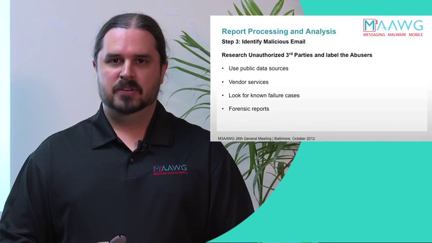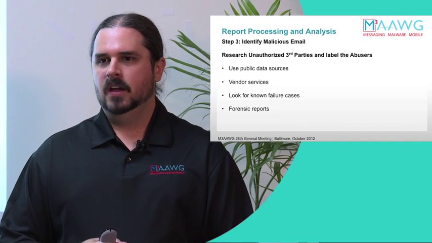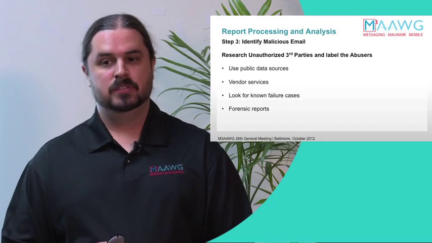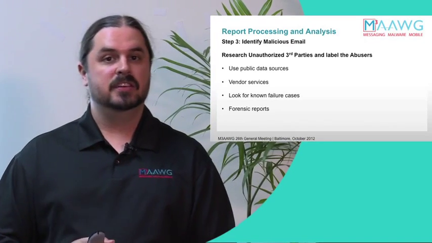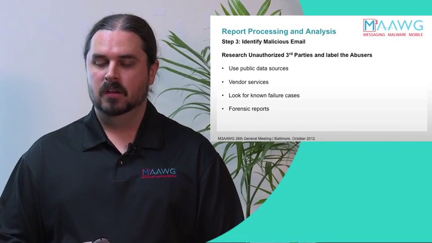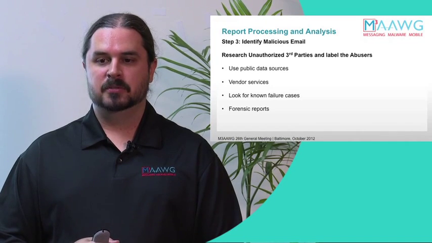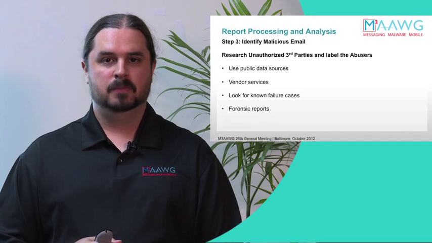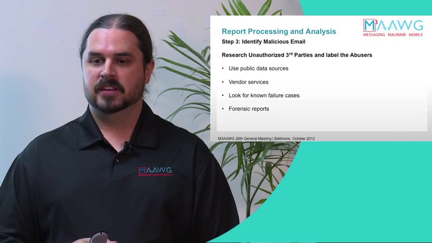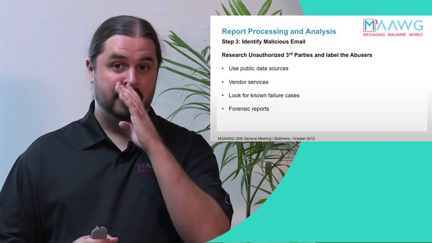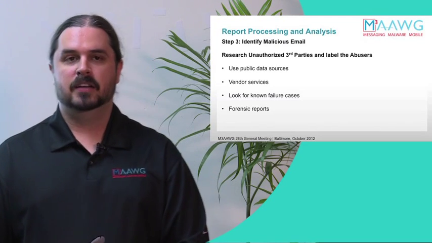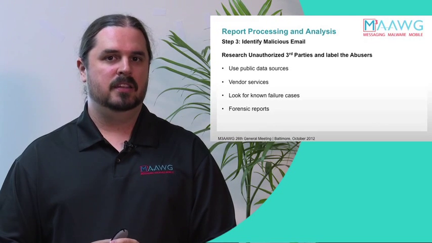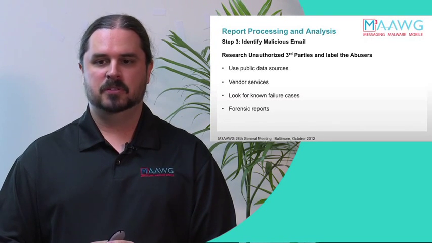So the next step, after you've identified your own mail and your authorized third parties, and you've started doing the work to bring them into compliance, is to identify the actual malicious activity that you see. This will involve researching those unauthorized third parties that you didn't recognize and labeling the ones that you believe are abusive. Now, to do this, you can use some public data sources. There are publicly available blacklists where if you find the IP addresses that you found to be unauthorized third parties, that's a pretty good sign that there are some people abusing your domain.